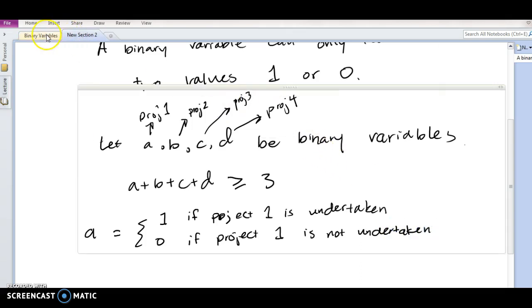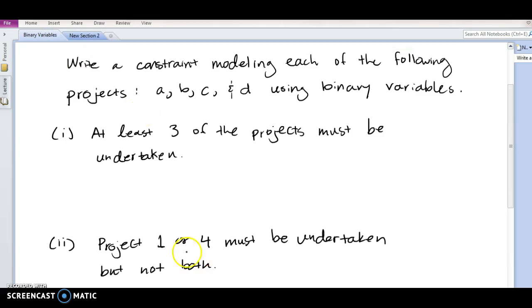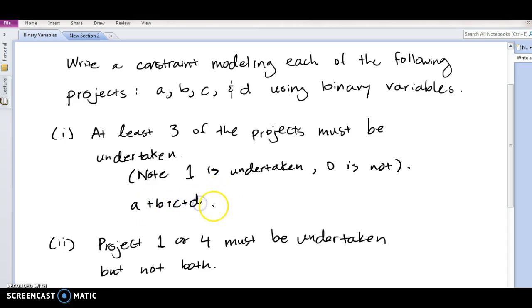So we can come back to question 1, and that's what it said. At least 3 of the projects must be undertaken. So we might just make a note if we really want to. Note, 1 is undertaken, and 0 is not. But you don't need to. That's pretty much the standard default way to do it. But our actual equation will just be A plus B plus C plus D is greater than or equal to 3. And that is the constraint that represents at least 3 of the projects must be undertaken.